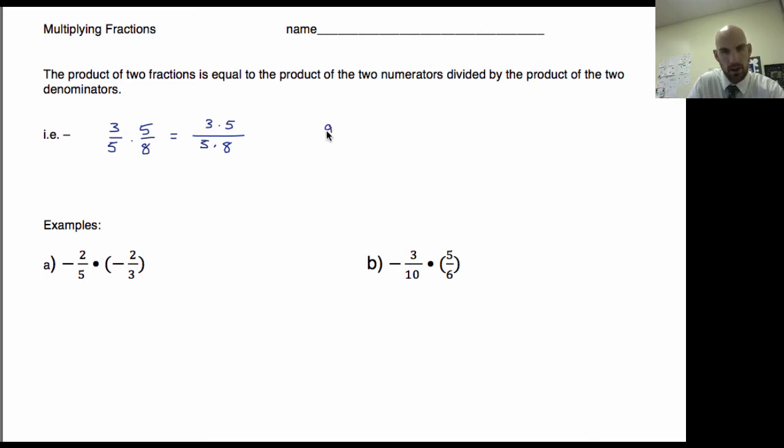If it's letters, so let's say we have A over B times C over D, it's the same. It's going to be AC over BD. Product of the tops, product of the bottoms.